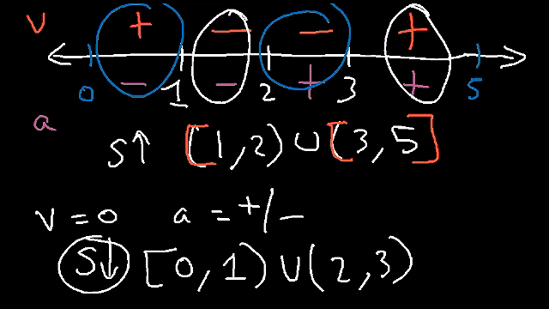Now, when is the particle moving with constant speed? The speed is constant when the acceleration is 0, just as the velocity is constant when the acceleration is 0. And the acceleration is 0 at exactly t equals 2. So at t equals 2, the particle is moving with constant speed.